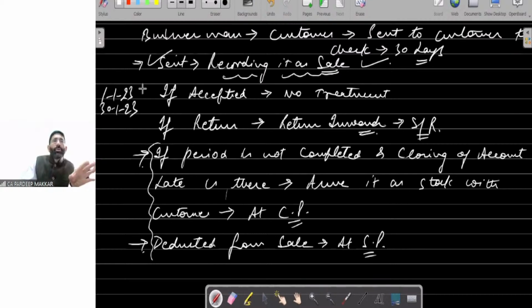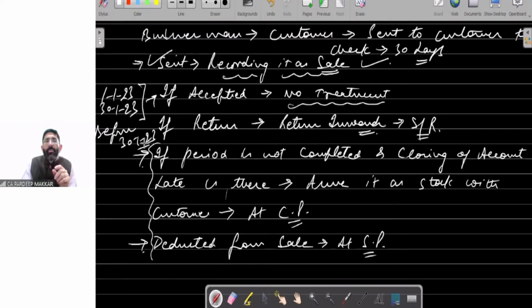We will assume that the goods are sold, and if it is sale, then it has already been recorded as sale, so there's no treatment because we have already recorded it as sale. But if before 30th January, that is on any day, on 25th of January, on 24th of January, he returns it back to us, then what we have to do? We have to treat it as a return inward. That is a simple entry, we know it very well.